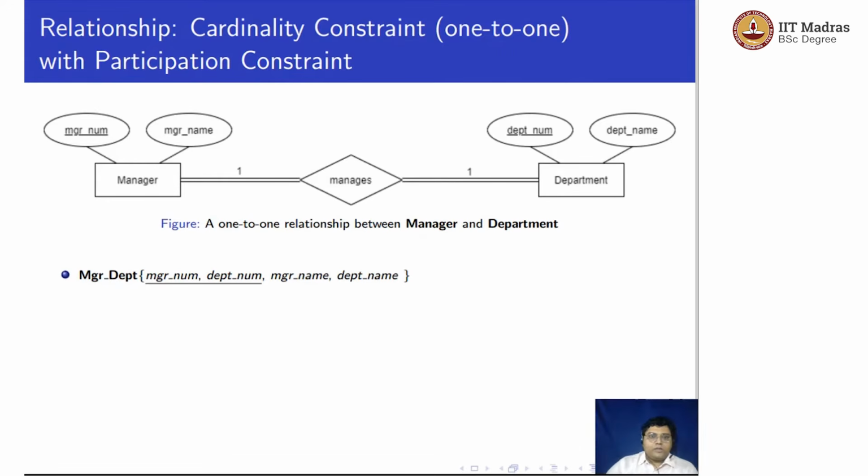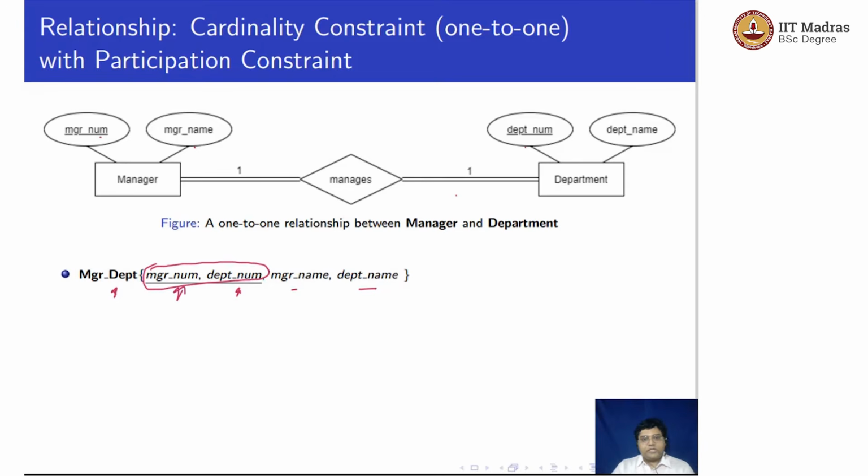Okay. So this is full participation on both sides and it's a one-to-one situation. This is a very special situation where the entire thing can be represented using only a single table. Only a single table. So we'll basically combine all the attributes of both the tables and create a single table. I'm naming the table mgr_dpt, which has the primary key from this table, the primary key from this table, and all other attributes, the manager name, department name. And this is basically the composite key, right? The manager number and department number.